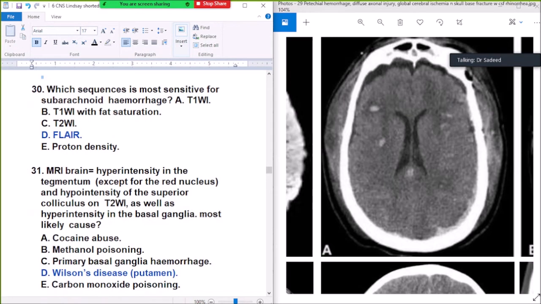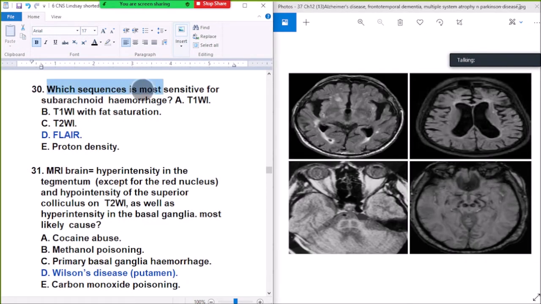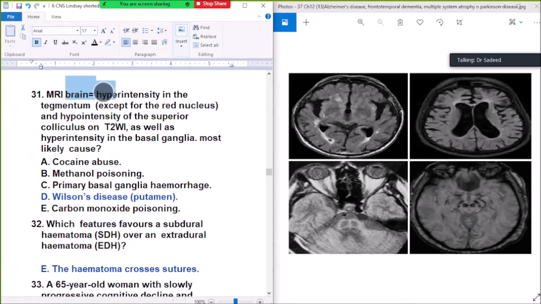Number 30. Which sequence is most sensitive for subarachnoid hemorrhage? FLAIR. Which sequence is most sensitive for subarachnoid hemorrhage? FLAIR.